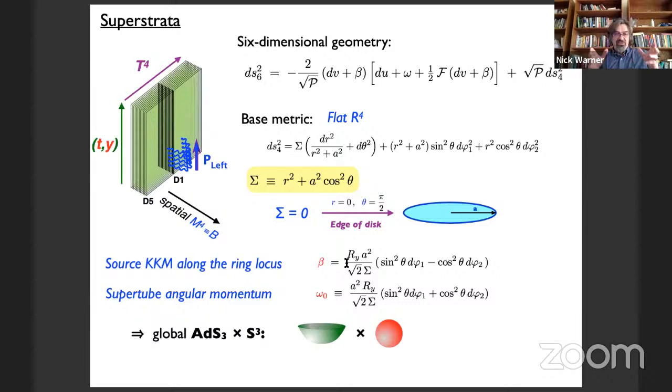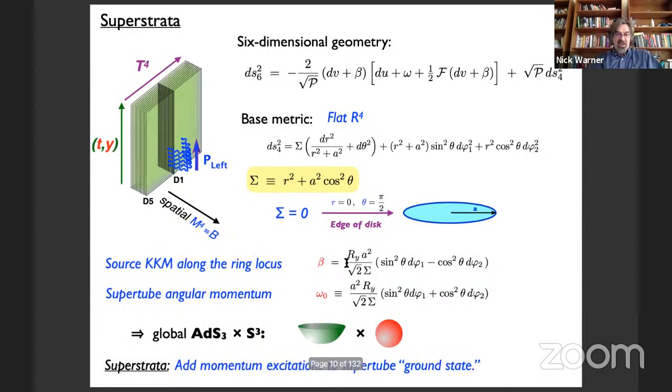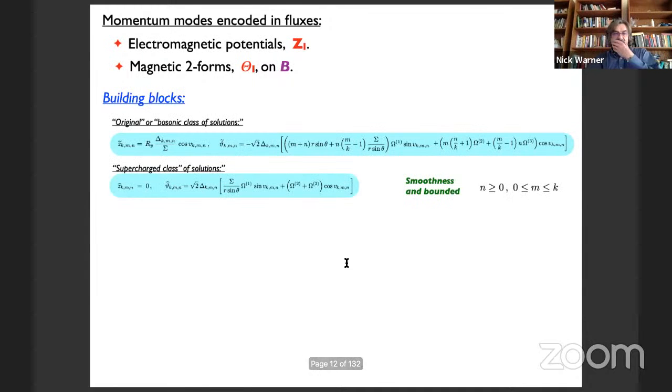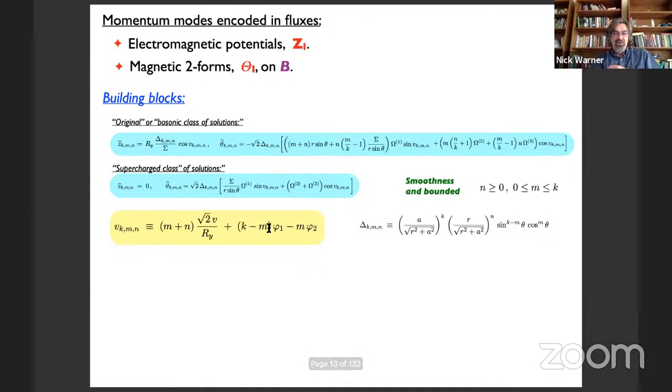But you should think of this as a substrate on which we're going to put momentum waves to this particular supertube ground state. Those were the key points of last lecture. Now, these momentum modes are encoded in electrostatic potentials and magnetic two-forms on this base. And I gave you the building blocks last time. There are several classes of these classic solutions built out of mode-by-mode pieces. This is the coordinate on the AdS3 direction, this is on the two-sphere, and then there are these mode functions that decorate everything. And we have these two classes of solutions to the flux equations that dictate the fluxes.